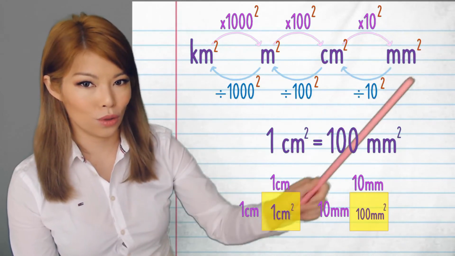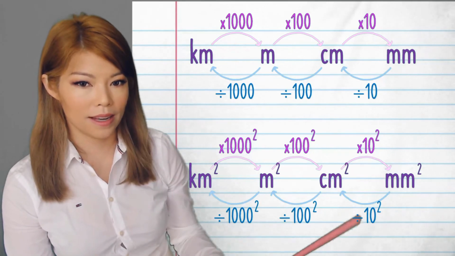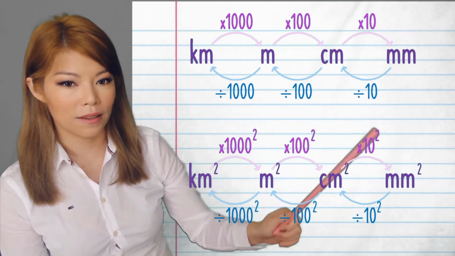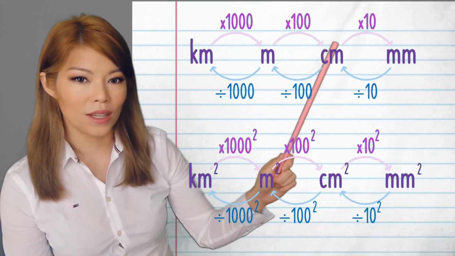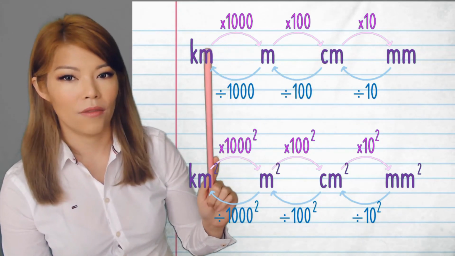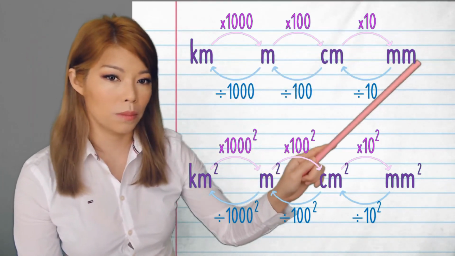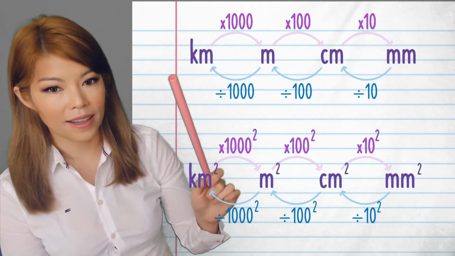So the little 2's. So there's two sets, lengths and areas, that we have to memorize. But in reality, we only have to memorize the lengths. For areas, we just put little 2's everywhere. And to memorize this one, there's a simple pattern. There's 10, 100, and 1,000. And remember, when we go from a big unit to a little unit, we have to multiply. But when we go from a little unit to a bigger unit, we have to divide.